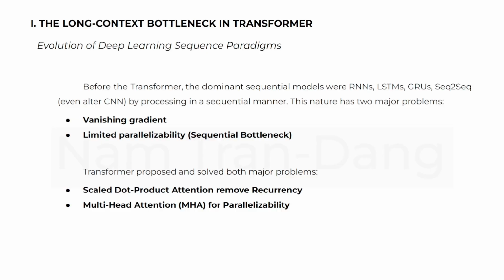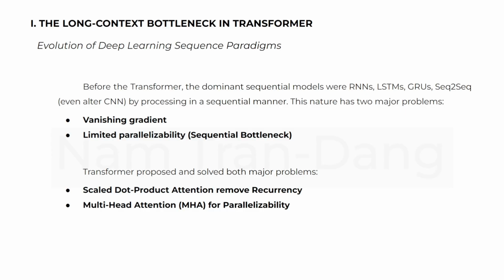First of all, we're going to ask the question: what is the long context bottleneck in transformers? Because this question will be the premise to develop the Mamba algorithm. So basically, I will introduce a little bit. Before we had transformers, most sequence tasks depended heavily on RNNs, LSTMs, GRUs, or even sequence-to-sequence models. However, they have two major issues.